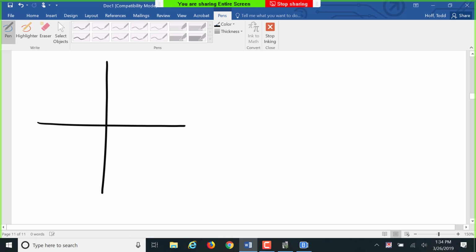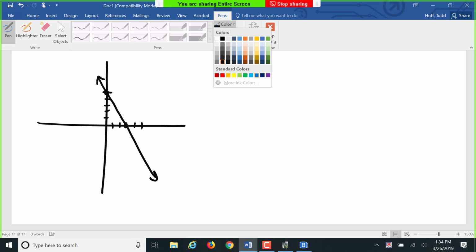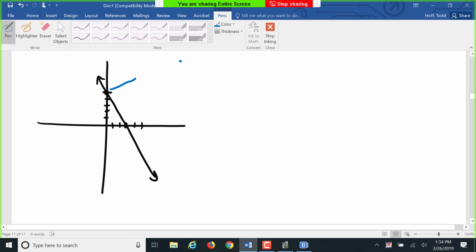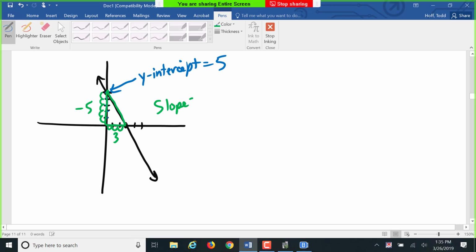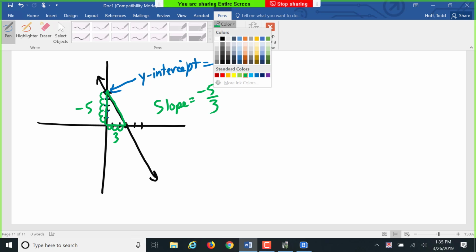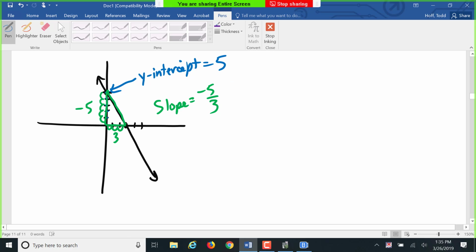If I am given a graph and a line that looks like this, and I want to write its equation, I know first of all that the y-intercept, where it crosses the y-axis, is 1, 2, 3, 4, 5, is 5. The slope can be found by doing rise over run between those points. This is down 5 and over 3, so that's a slope of negative 5 over 3. In that case, it's very simple to use slope-intercept form. y equals negative 5/3 x plus 5.